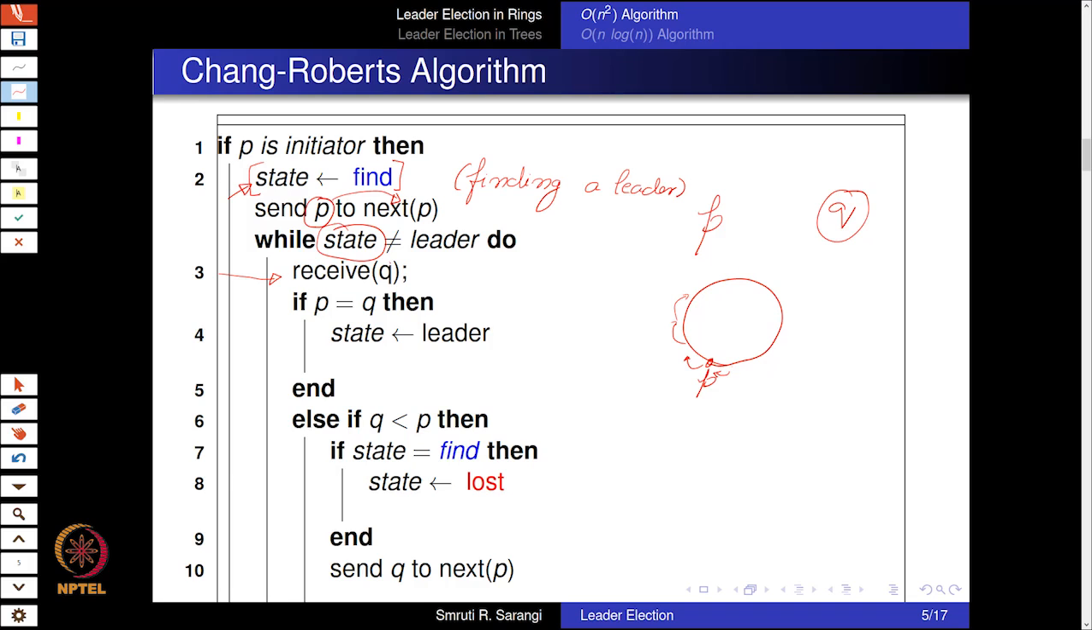I stand slightly corrected. I don't receive a message from Q, but what I actually get is a message whose content is Q. So I receive a message from my neighbor from the other side, where the content of the message is Q. But if that is the same as the ID that I had sent, then I declare the state to be leader and I say that the operation has finished.